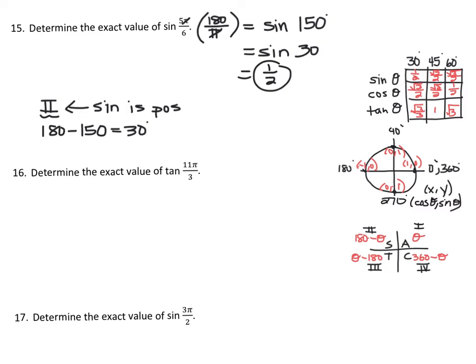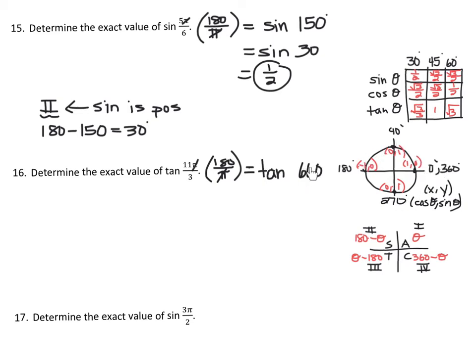Okay, 16, determine the exact value of tan of 11 pi over 3. All right, so we're going to do the same thing. We're going to first change it to degrees by multiplying by 180 over pi. Okay, so this pi on top cancels with the pi on bottom. And then 180 divided by 3 would be 60. And 11 times 60 would be 660. So we can rewrite this as tan of 660 degrees. Now, we always want to form an angle between 0 and 360.